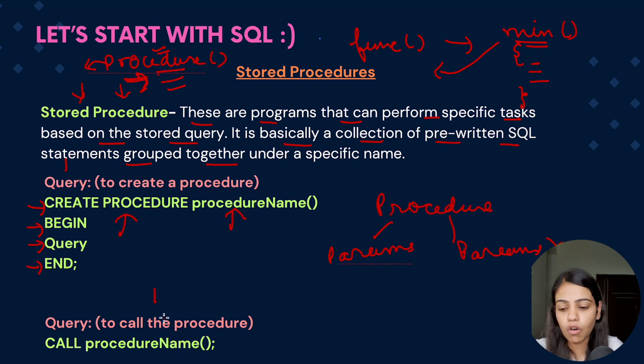Now whenever we need to call this, we can use this particular query, that is call, and then we give the procedure name and then we terminate it. So basically call can be used to call the procedure and create procedure can be used to create a procedure.